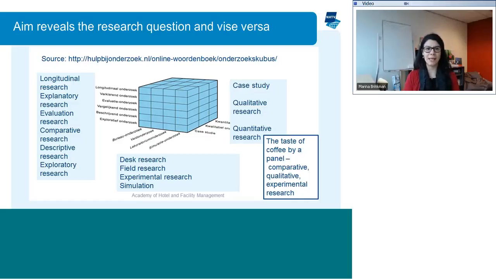Same goes for descriptive research. It will be very much related to descriptive type of research questions, and exploratory research to exploratory type of research questions. So I'm sharing this because, again, this gives you a very, very clear idea, I think, of how the aim and the way you formulate a question are tightly related.